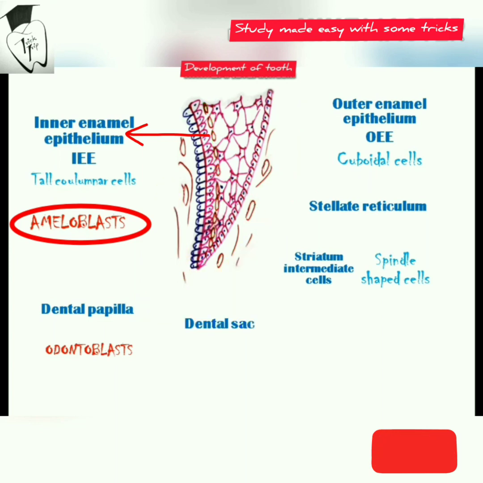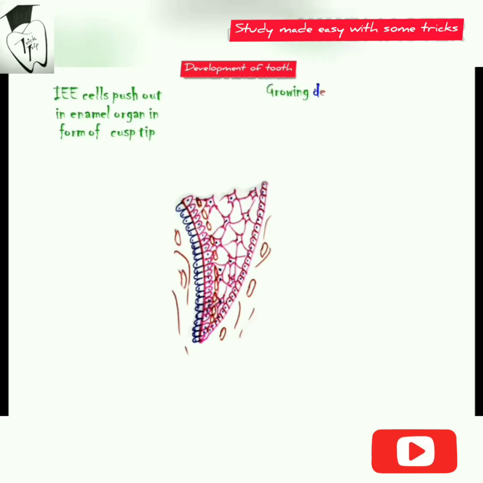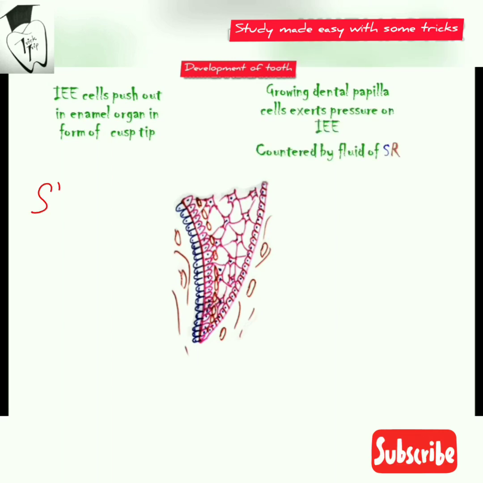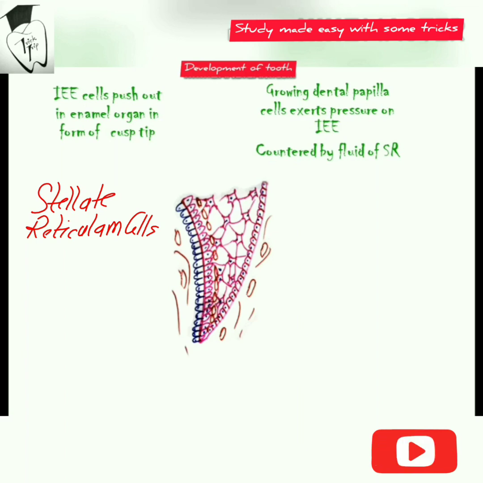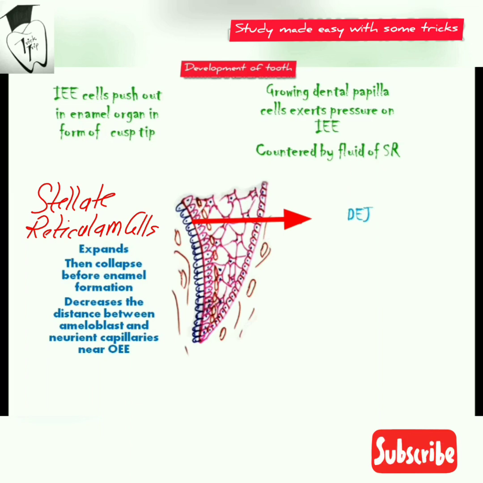So here the inner enamel epithelial cells push out the enamel organ in the form of a cusp tip, and the growing dental papilla cells exert pressure on the inner enamel epithelium, which is countered by the fluid of the stellate reticulum. Now we talk about the stellate reticulum cells. First they expand and then collapse before the enamel formation, and they decrease the distance between the ameloblasts and the nutrient capillaries near the outer enamel epithelium.